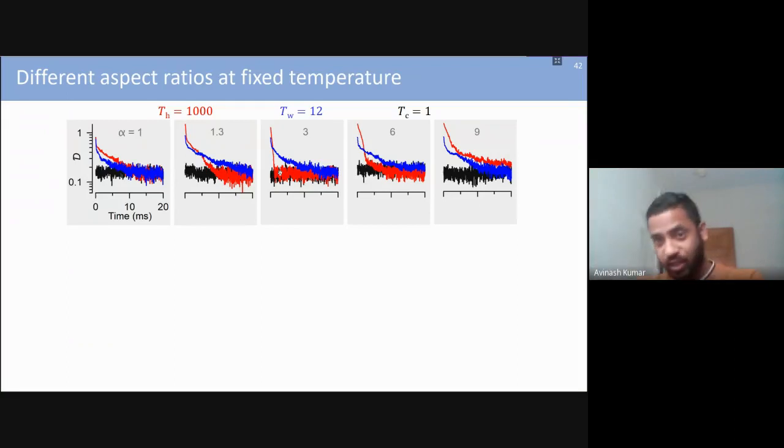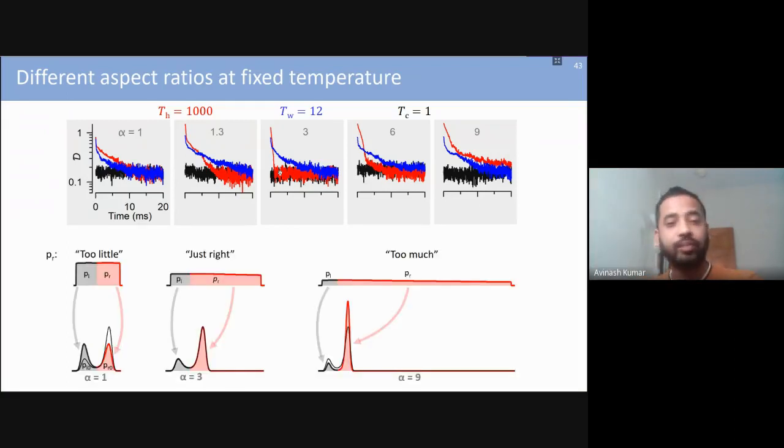And to understand this one, we can look at this cartoon. So imagine that you prepare your system initially in such a way that the total population of the system in the right well and the left well of the potential are exactly the same as, or approximately the same as, the corresponding population at the bath temperature.